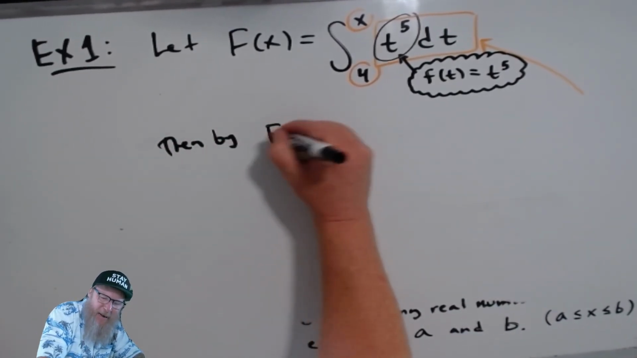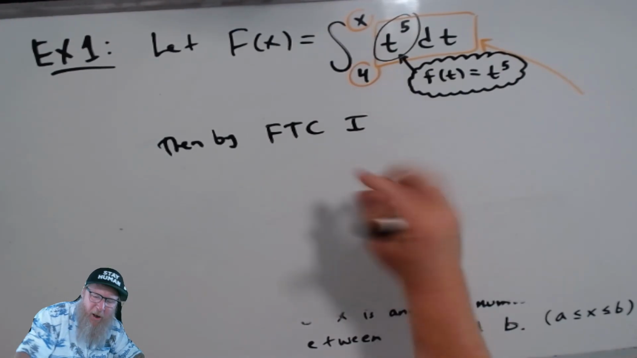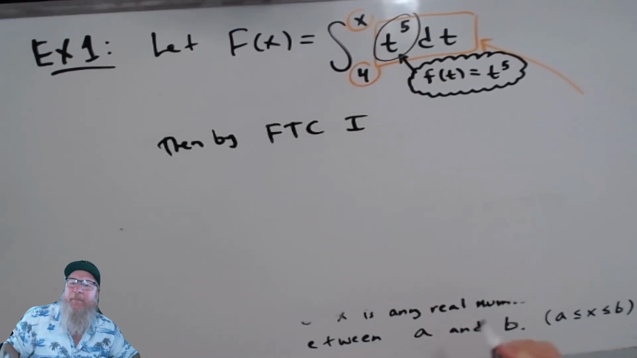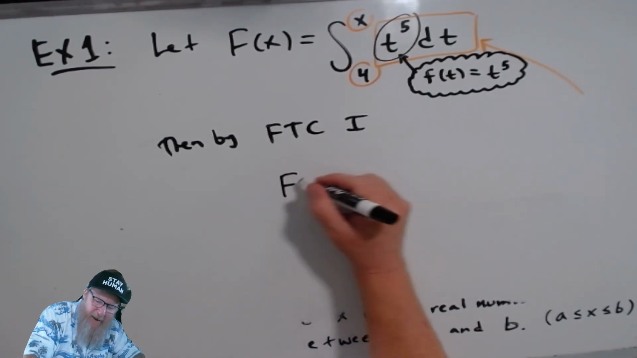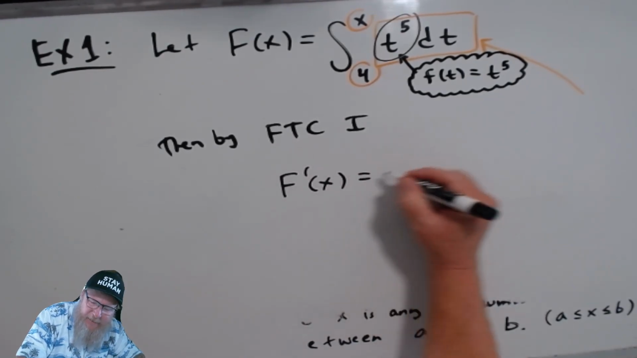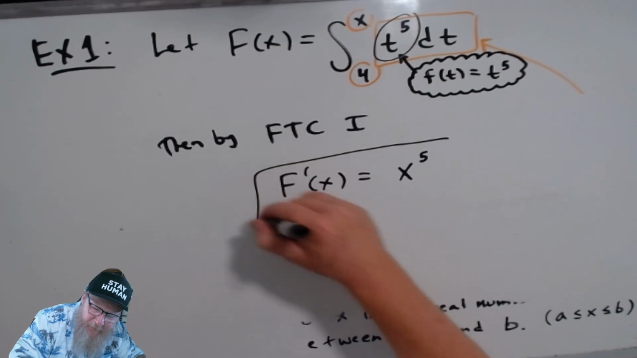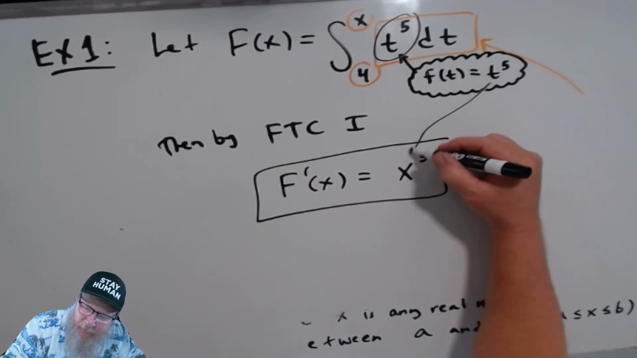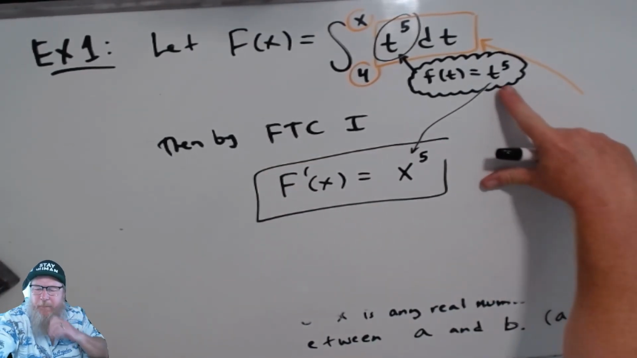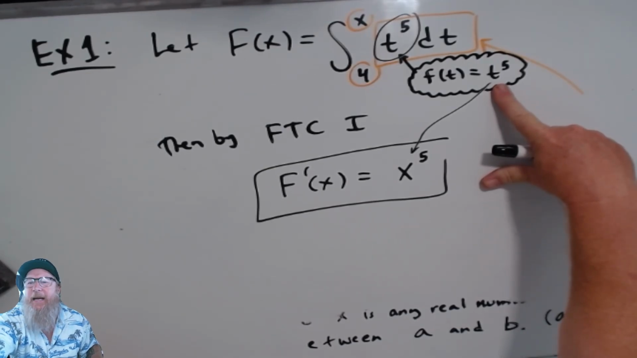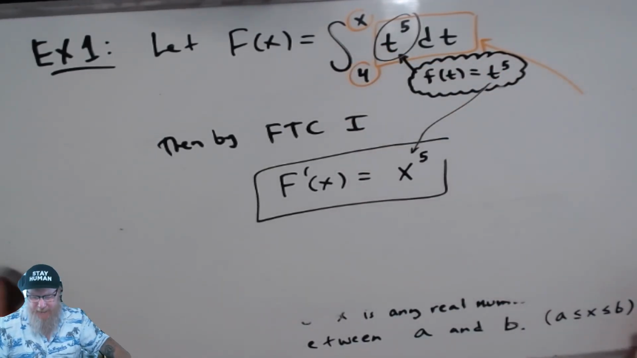Then, by FTC1, Fundamental Theorem of Calculus, Episode 1, f prime of x is x to the 5th. I mean, it really is that easy. You just replace the variable t with the variable x.